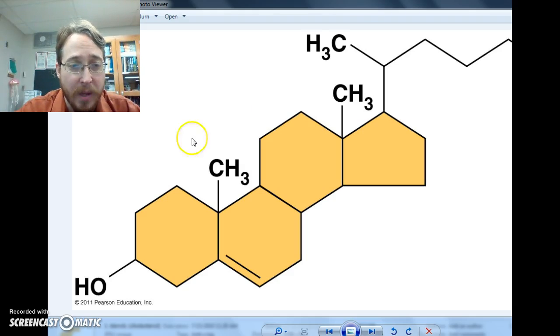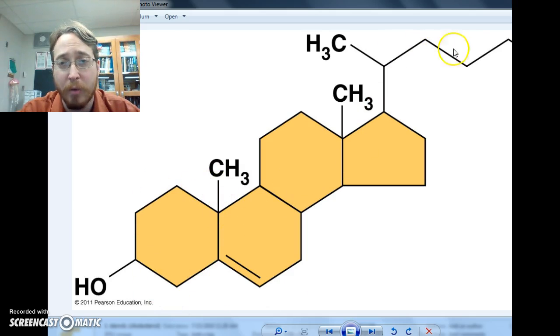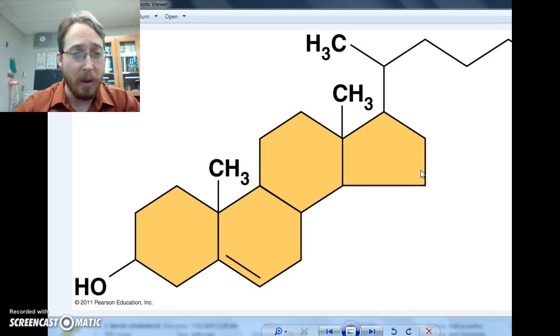Another thing is that if we take a look at all of these bonds, we can characterize them as polar or nonpolar covalent bonds. The oxygen and the hydrogen are polar, the oxygen and the carbon are polar, but the carbon-to-carbon bonds all the way through this molecule are all nonpolar.